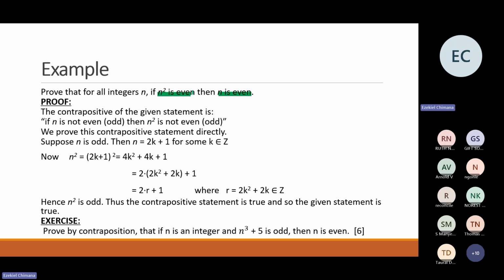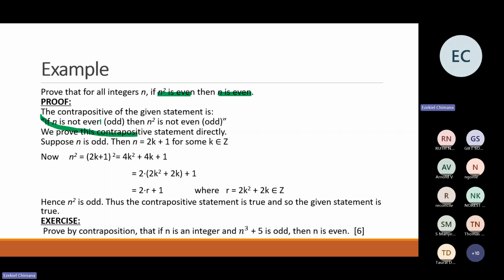We are saying if n squared is even, then n is even. So you are saying if n is not even, which means if n is odd, then n squared is odd. So you negate this, and then you interchange them. So if n is odd, then n squared is also odd, and then you prove that. If you manage to prove this statement, it means the original statement is true. That's how you do it. And the process is just the direct proofs.